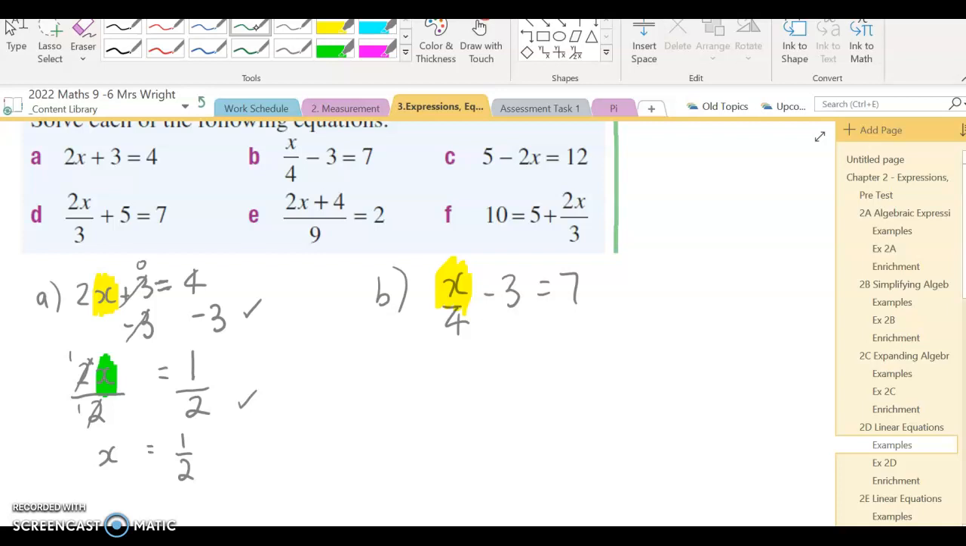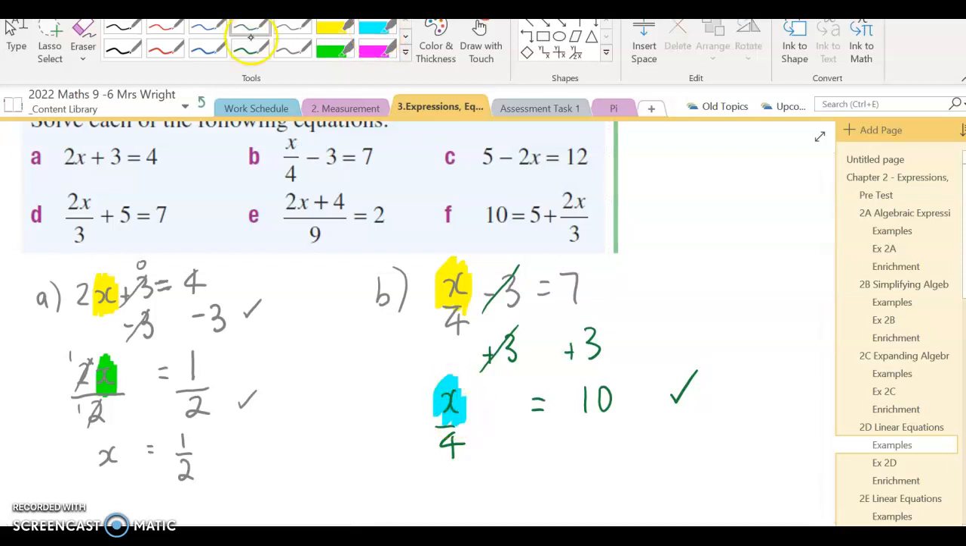I've got an x over 4, but I can't touch that first because there's a minus 3 sitting at the end. I need to get rid of the minus 3 by going plus 3 on the left, plus 3 on the right. Line them up so they're nice and neat. Now, what happens here? My minus 3 and plus 3 go to 0. Pop it in your calculator if you need to. I'm left with an x over 4. And on the other side of the equal sign, I've got a 7 plus 3, which is 10. That's my first step. Now I need to do another step to get the x by itself.